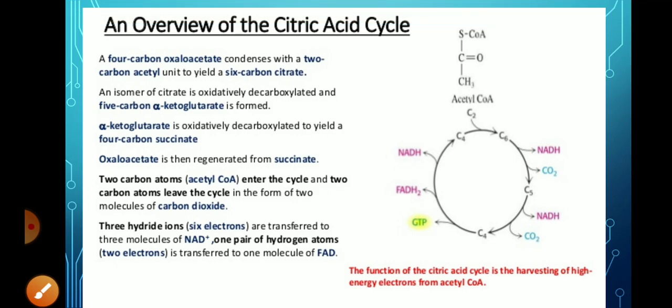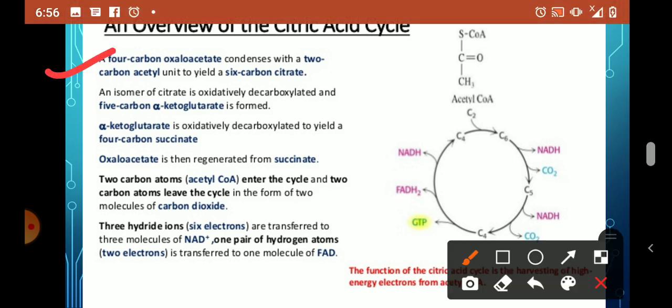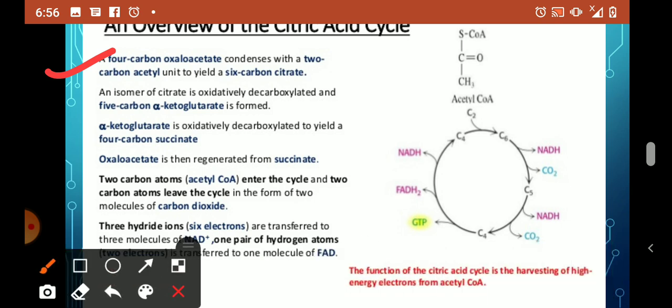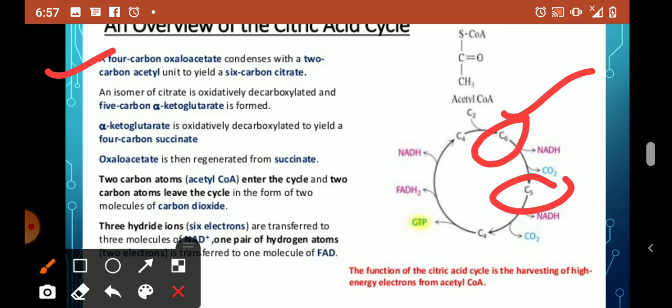So if we see the overview of the citric acid cycle, a 4 carbon compound, oxaloacetate, condenses with a 2 carbon acetyl unit to yield 6 carbon citrate. Next, an isomer of citrate is formed and oxidatively decarboxylated to a 5 carbon compound called alpha ketoglutarate. The isomer of citrate, called cis-aconitate, is an intermediate compound that is changed into alpha ketoglutarate.